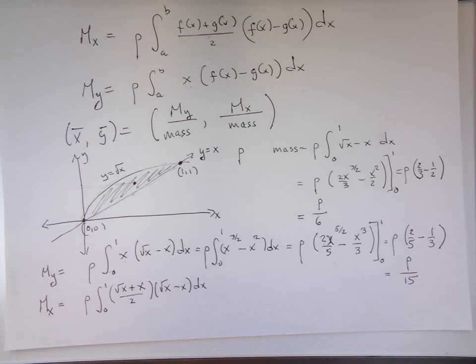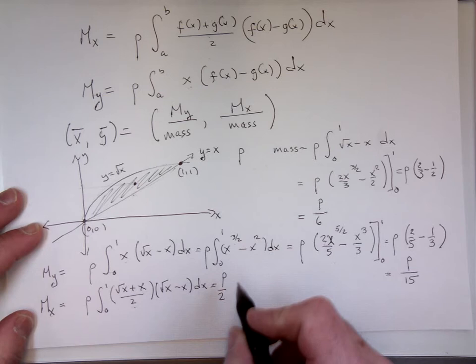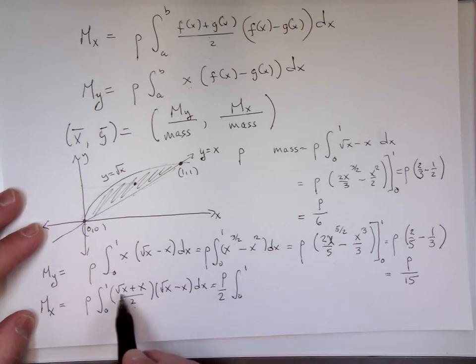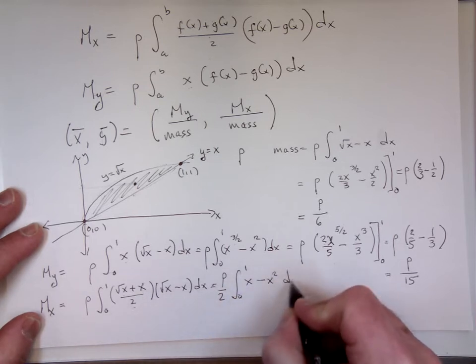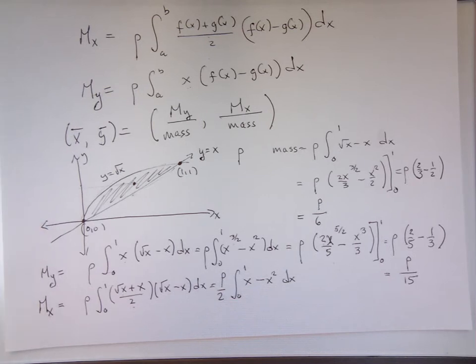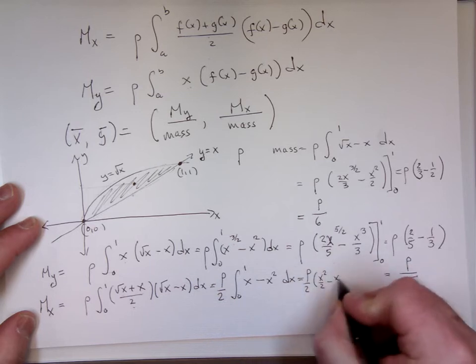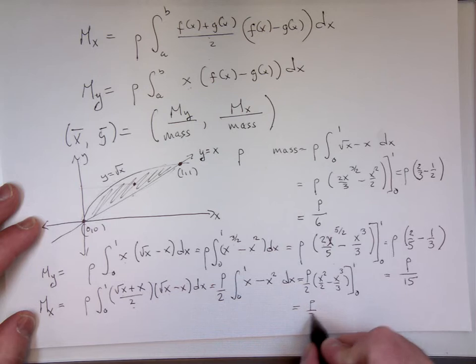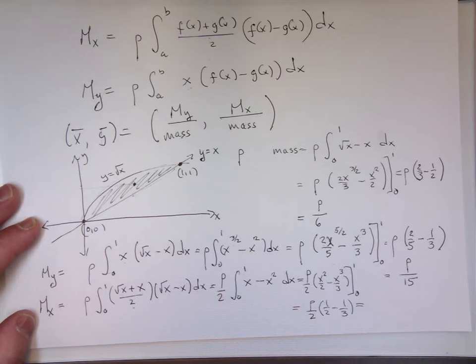I can take the 1/2 out front, and I will get rho over 2. Now, it's kind of interesting what happens here because if you multiply this out, it's a difference of two squares. That's what always happens. Square root of x squared is x. x times x is x squared. You get no middle term because you get a difference of two squares. So you end up with rho over 2, x squared over 2, x cubed over 3 from 0 to 1. That gives you rho over 2, put in a 1, you get 1 half minus 1 third. That's equal to 1 sixth times rho over 2. It gives you rho over 12.